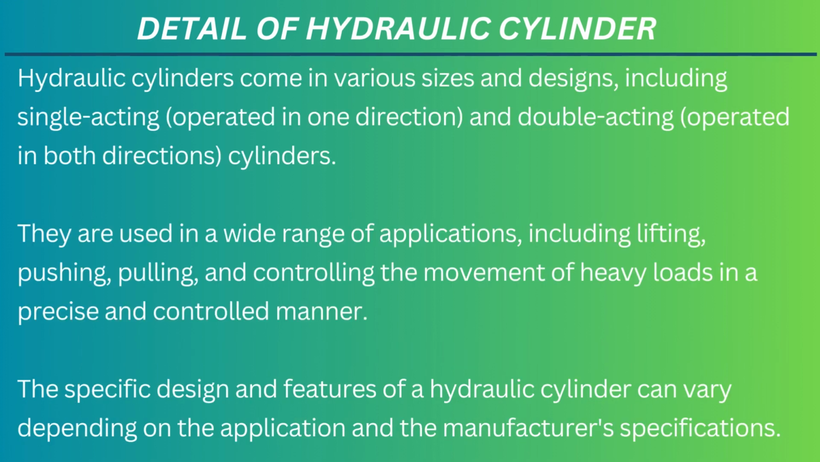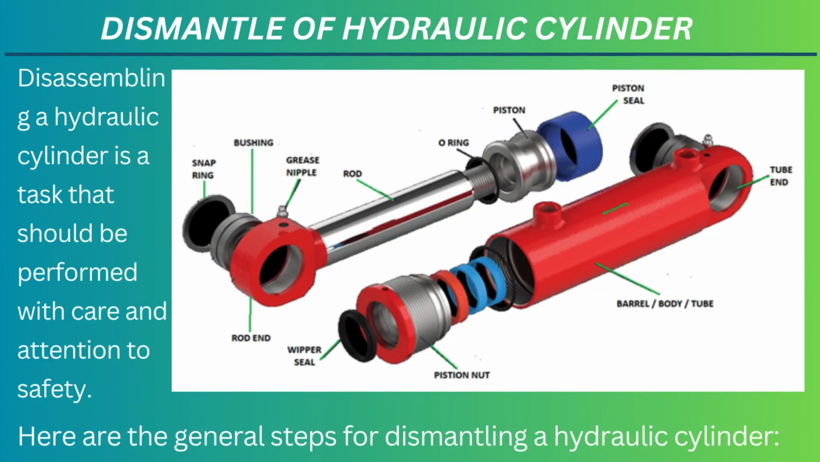Hydraulic cylinders come in various sizes and designs, including single-acting, operated in one direction, and double-acting, operated in both directions, cylinders. They are used in a wide range of applications, including lifting, pushing, pulling, and controlling the movement of heavy loads in a precise and controlled manner. The specific design and features of a hydraulic cylinder can vary depending on the application and the manufacturer's specifications. B. Dismantle of hydraulic cylinder.